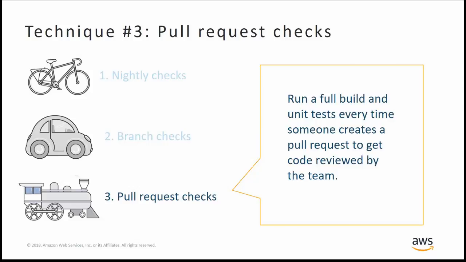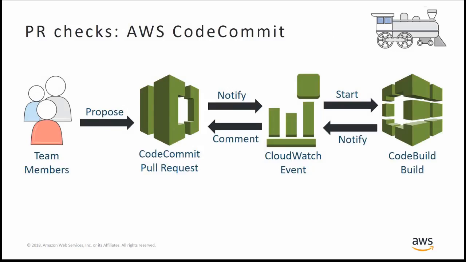So let's move on to the final technique here, pull request checks. So again, we're getting a speed improvement. We're upgrading to a train. And with pull request checks, we run a full build and unit test every time someone creates a pull request to get code reviewed by the team. So let's look at what that looks like on CodeCommit.